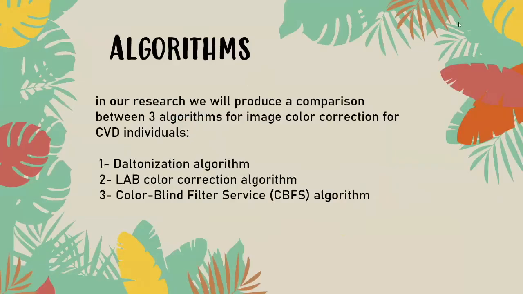In our research, inshallah, we will compare between 3 algorithms. The first is LMS Daltonization algorithm. It's a technique for adjusting color in images, or a sequence of images, for improving the color perception by colorblind individuals. The second algorithm is called lab color correction. It's an algorithm to modify the reds and greens in an image to enhance the color contrast and clarify the perception of a colorblind individual. The last algorithm is called the colorblind filter service algorithm, used to modify images in order to make the red and green more recognizable for dichromatic individuals.